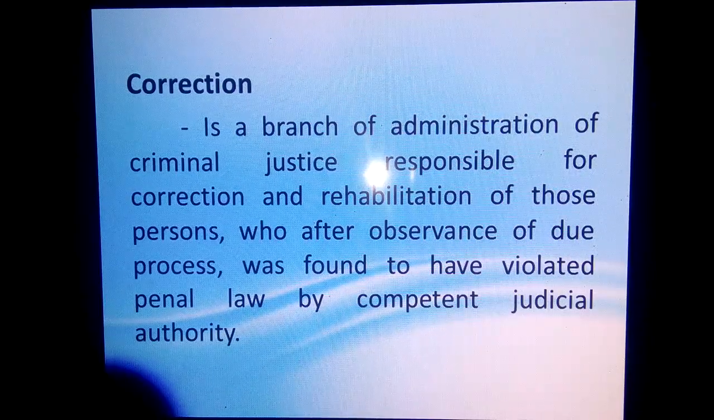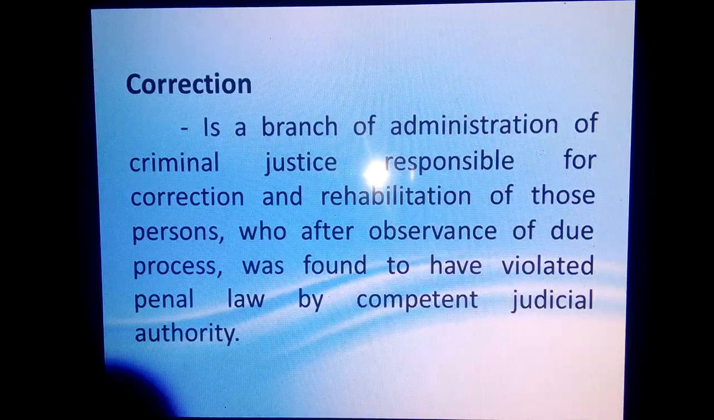Be reminded, we have the term competent judicial authority. Meaning to say, it is the judicial authority who has authority over the subject person or over the criminal during the hearing or during the investigation of the case. It is the very court having judicial authority over the person accused during the trial of the case. So be reminded that correction is part of the administrative branch of the criminal justice system of the Philippines, which is responsible for the rehabilitation and the reformation of persons deprived of liberty.